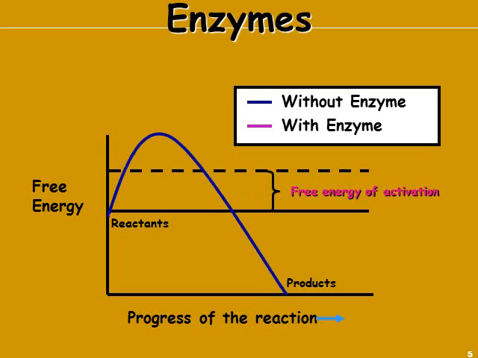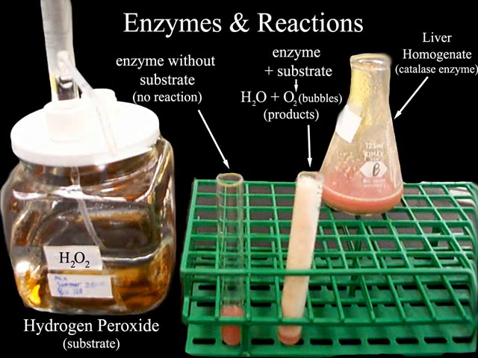So the reaction without the enzyme is our blue line that's just been drawn on there. And the pink line is our reaction with an enzyme. And again, you can see that there's quite a difference in the amount of energy that is required to make that reaction occur.